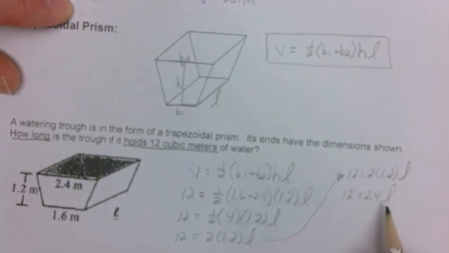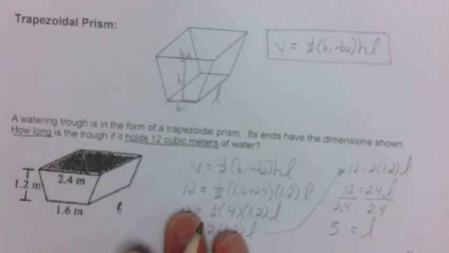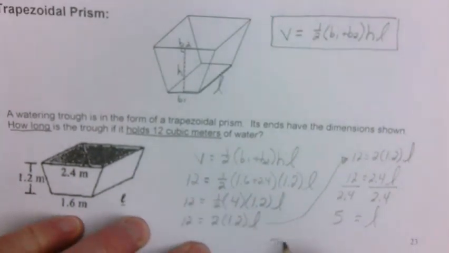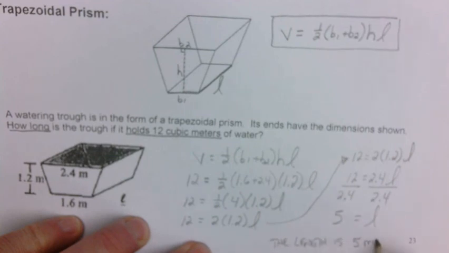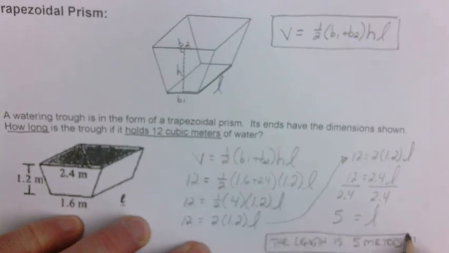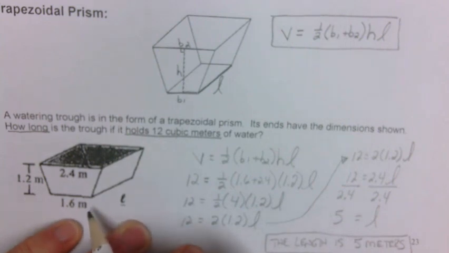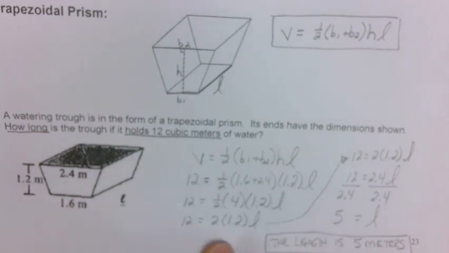So to get the value of L, the length, I'm going to have to divide each side by 2 and 4/10. On the right, that leaves us with L. And on the left, if I do 12 divided by 2 and 4/10, I get 5. So this means that the length is 5 meters. We didn't find an area, a surface area, or a volume, so the unit is just the given unit that we saw in the picture, which was meters. The length of the trough was 5 meters.